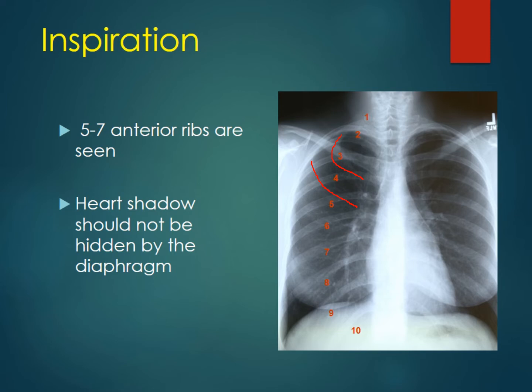Here you can see 1, 2, 3, 4, 5 and 6. We can count the 6 ribs here. So 5 to 7 ribs are seen for a normal inspiration. And the heart shadow here is not hidden by the diaphragm. We can here clearly see the diaphragms and it is not hiding the heart shadow.